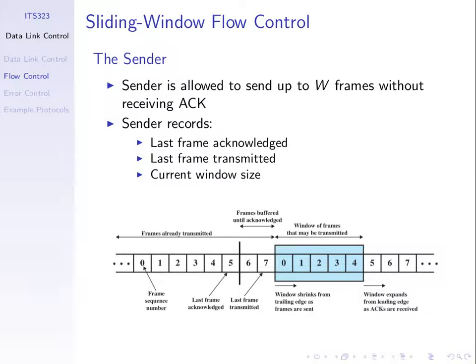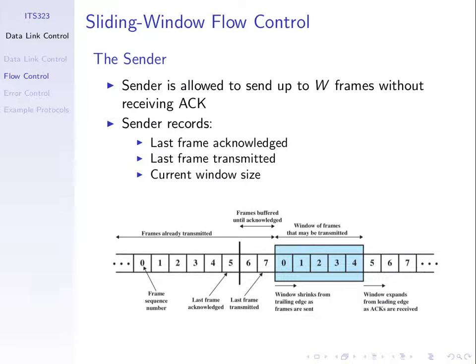This is our window, the concept of a window. This indicates the set of frames that we're allowed to send. We're allowed to send another 5 frames. After sending those 5, if we do, we'll have to wait for an ACK. Remember, stop and wait, send one frame, wait for an ACK. And sliding window, send a set of frames, a window of frames, wait for an ACK. So at some point in time, we are allowed to send a set of frames. The blue rectangle indicates the window. We'll see the concept of a sliding window soon.